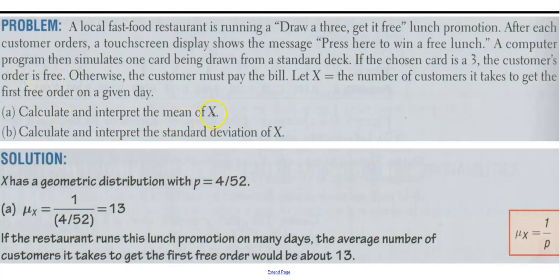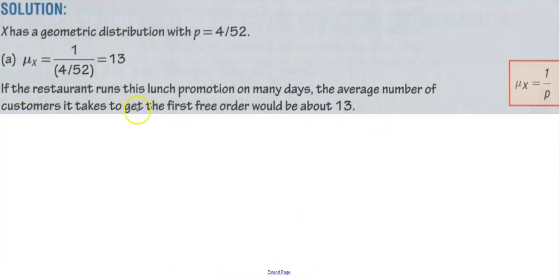So let's calculate and interpret the mean of X. So X is how many trials I have to do to get the first success. Make sure that you tell me it is a geometric distribution, and then you identify the probability of success. So 4 out of 52, which means 1 over that is 13. So if the restaurant runs this lunch promotion many days, the average number of customers it takes to get the first free order would be about 13. And this is how I found that mean.